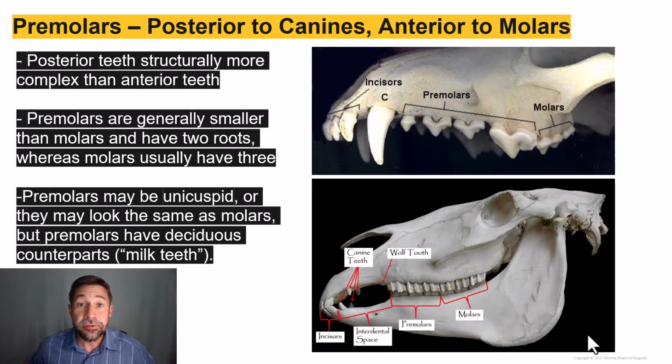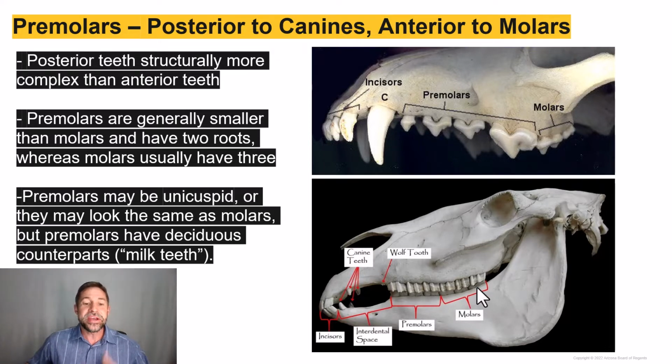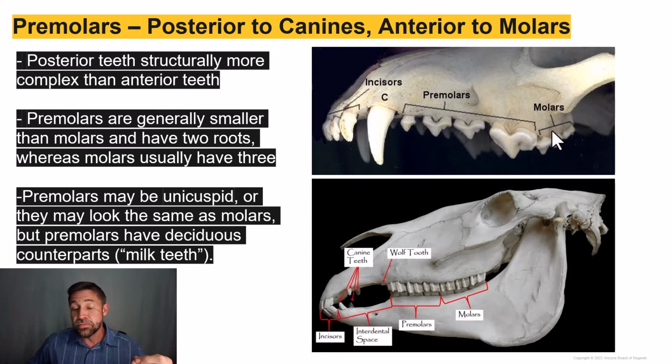Moving on to the first type of cheek teeth, the premolars. The premolars are immediately posterior of the canines. So admittedly, it can be kind of tricky distinguishing between the premolars and the molars. Here you can see in the horse, they look a lot alike. So in general, the premolars are going to be smaller than the molars, and they most often have two roots, whereas molars most often are going to have three.